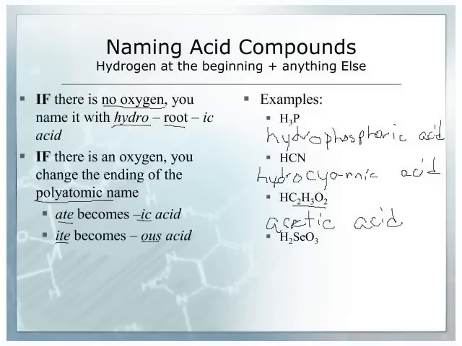And then when you look up SeO3, that is selenite. So the ite becomes ous, so you have selenous acid.